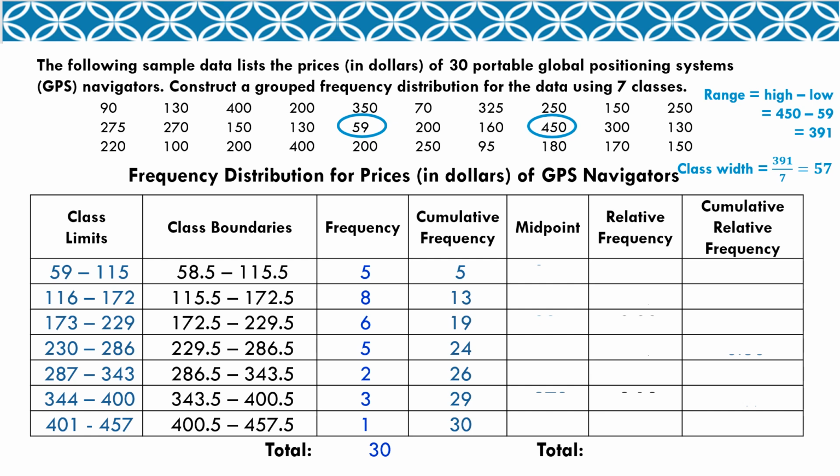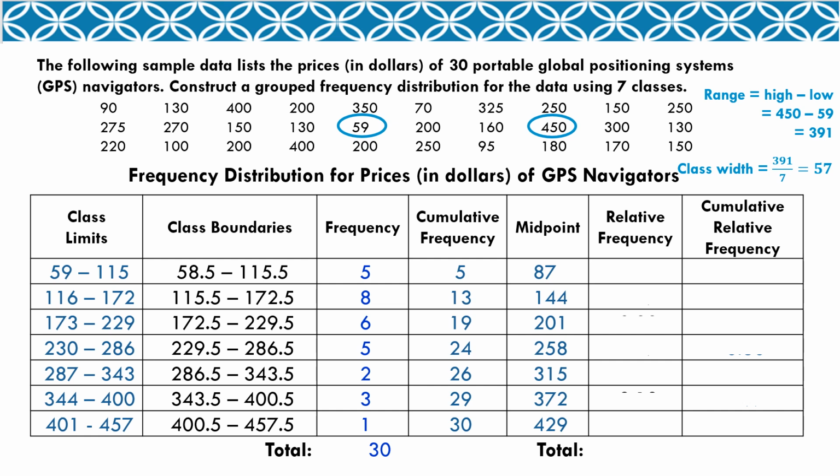To get midpoint, we are finding the average or middle value in each class. Add up your class limits and divide by 2. So 59 plus 115, get that sum, divide by 2, you get 87. We can calculate the next one the same way, or from one midpoint to the next midpoint is a class width. So we can continue adding 57, our class width, to each value to get the midpoint of each class. And you can always double check. For the bottom one, add 404 and 457 together, divide by 2, you get 429.